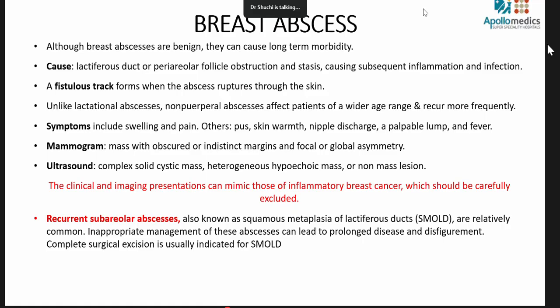There is another entity which is known as recurrent subareolar abscesses, also known as squamous metaplasia of lactiferous duct, which is relatively common. Inappropriate management of these abscesses can lead to prolonged disease and disfigurement. So complete surgical excision is recommended for it.